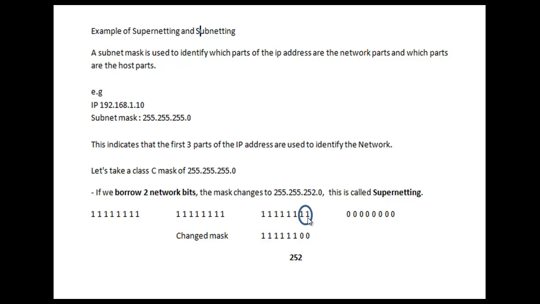So these 2 bits that we borrow are going to be changed to zeros. So we're going to be increasing the host part, and we're going to be decreasing the network part of the address. So we see here that the mask has changed from 255 to 252, because now we have 6 ones and 2 zeros, which gives us a 252 decimal number.